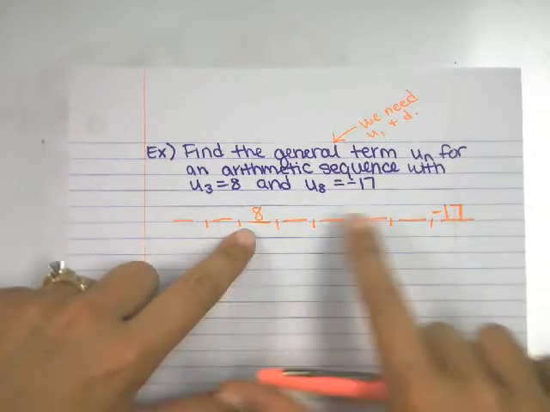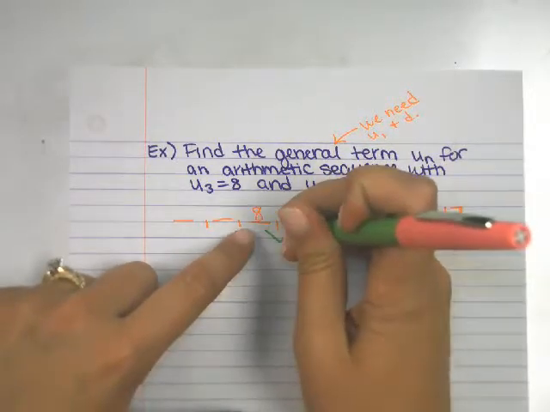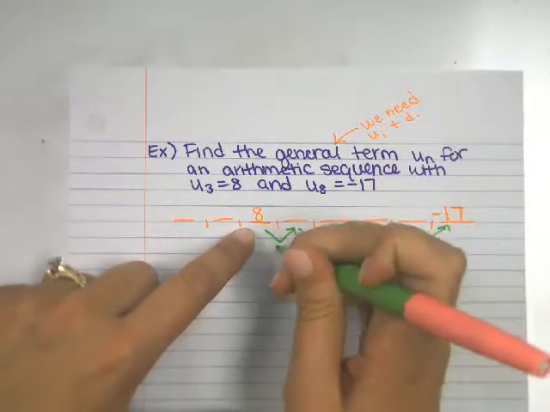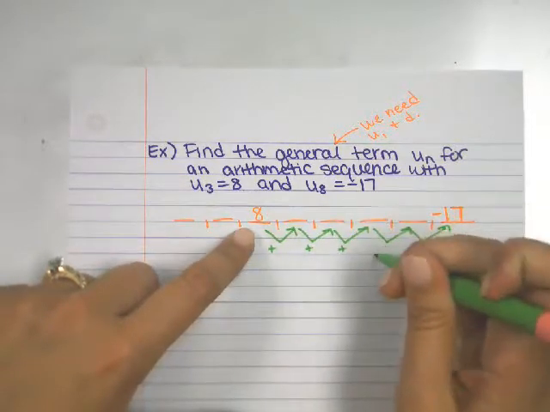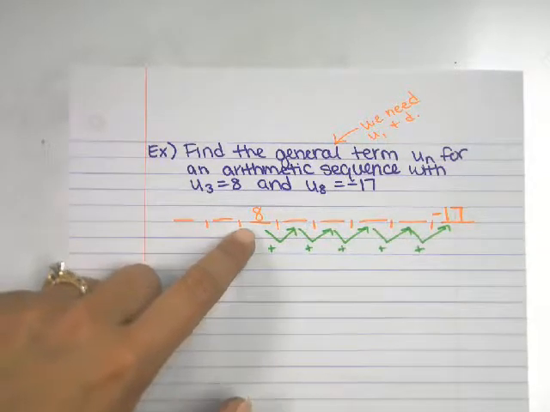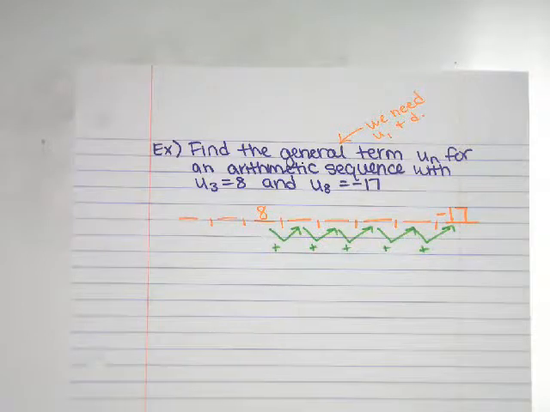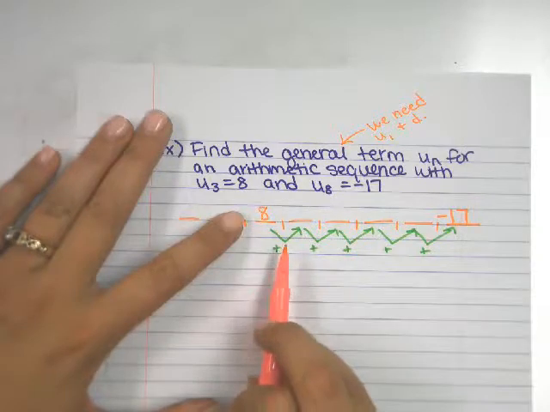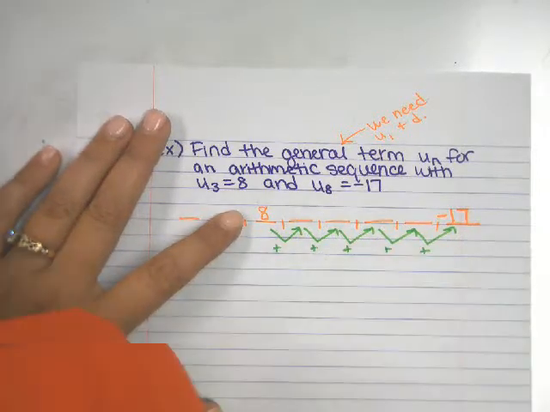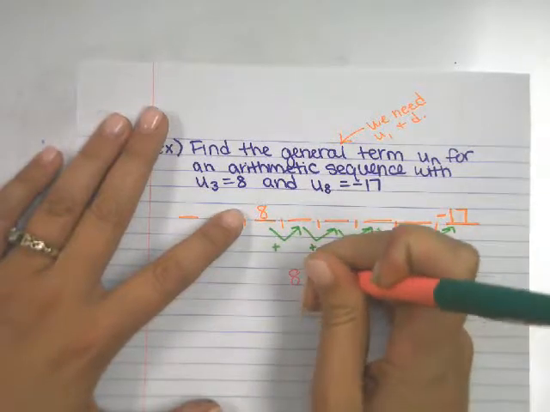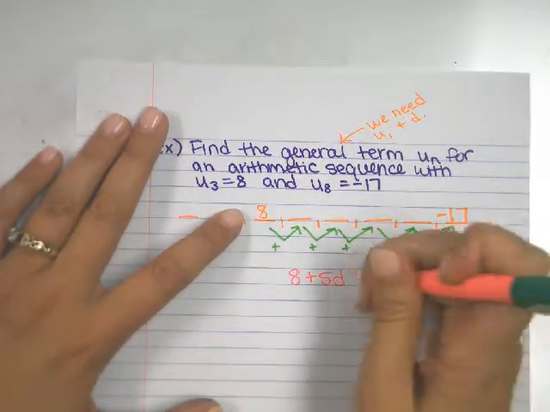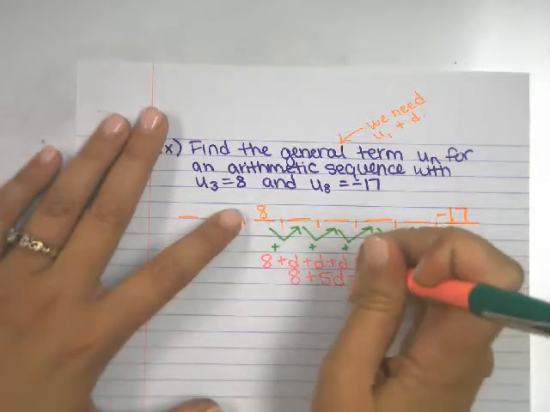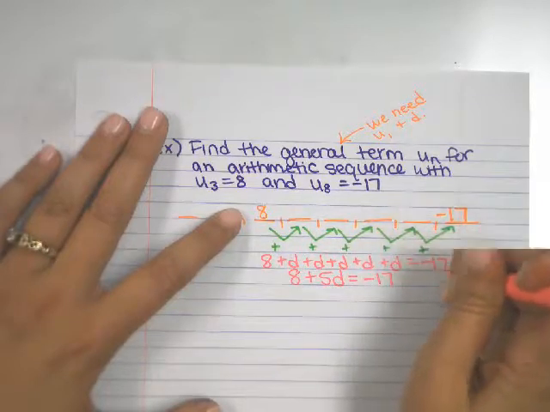So to go from 8 to negative 17, we have to add the same thing 1, 2, 3, 4, 5 times. So I'm going to write a little equation that represents this. I have to add something, this would be my difference, 5 times to get from here to there in my sequence. So 8 plus 5d equals negative 17. This could be 8 plus 1, 2, 3, 4, 5. Right? That's where you could start.